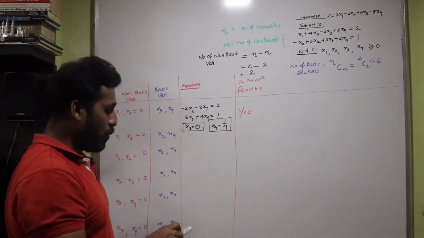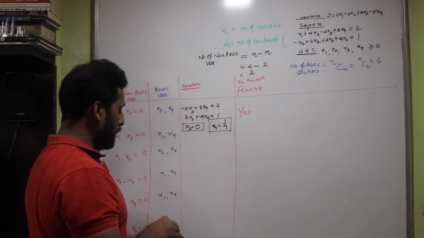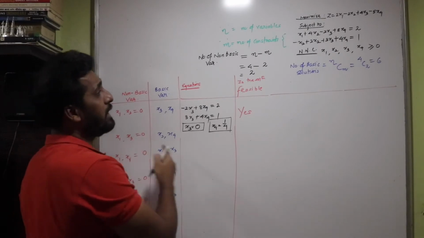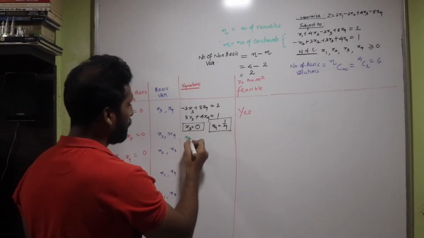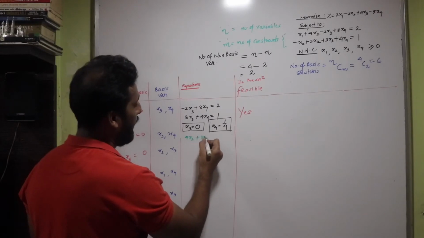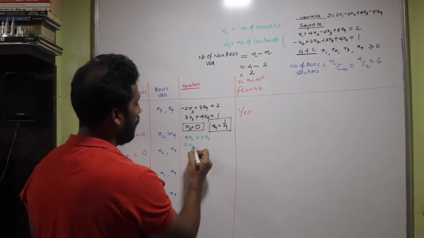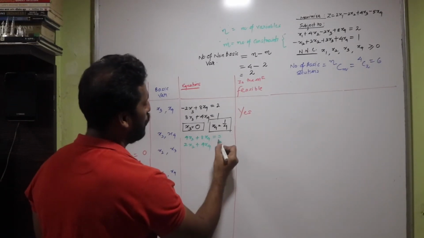Let's move on to the next set of equations. So I'm taking x1 and x3 as 0, isn't it? x1 and x3 are taken as 0. So I get 4x2 plus 8x4, and 2x2 plus 4x4. This was 2, this was 1.